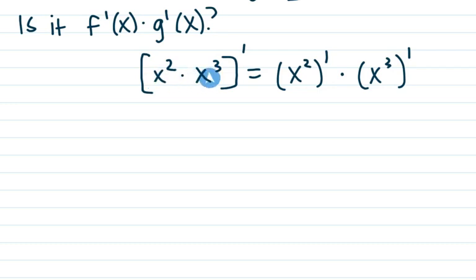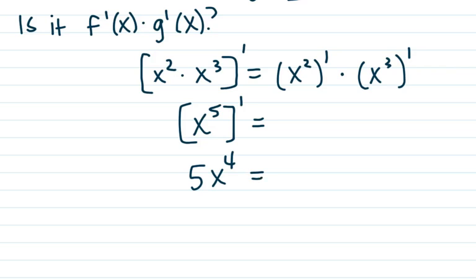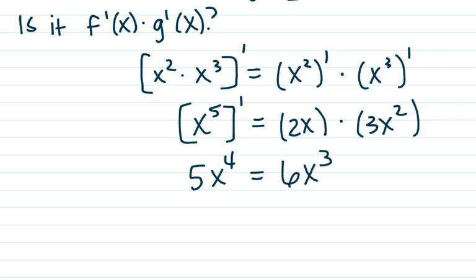On the left, if we were to actually multiply those together, we know it would give us x to the fifth. And if we took the derivative of x to the fifth using our power rule, we would get 5x to the fourth. Now coming over here on the right, if we take the derivative of just x squared using the power rule, we would get 2x. And if we did it for x cubed, we would get 3x squared. If we multiplied these together, we would get 6x cubed. And oh no, this does not look good. Unfortunately, the product rule for derivatives is not quite as intuitive as the ones we've worked with thus far.